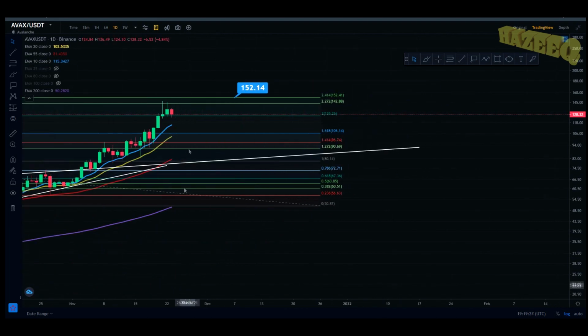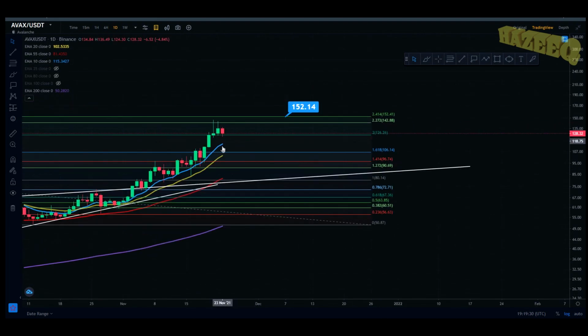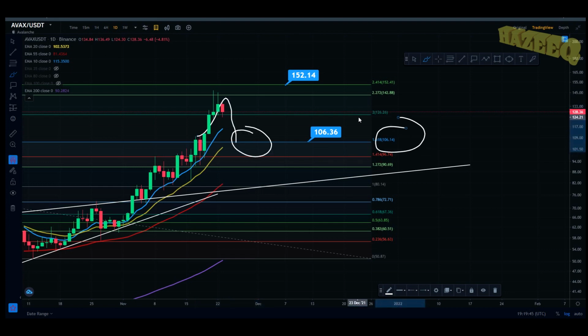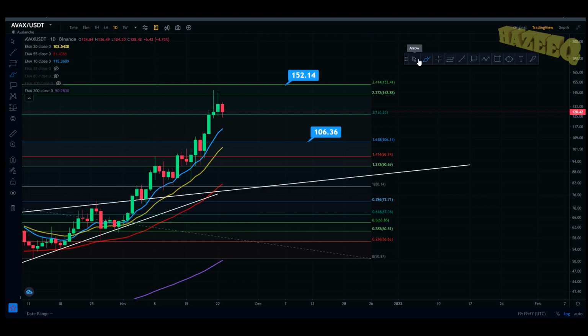So the 10 EMA is something that I do want to see held support if we start losing the second fib level. Other than that, you have your support levels. You can potentially look at a nice pullback towards the 1.618 over here, because we haven't really retested that. We potentially can come back here and backtest this area as support, $106. That's pretty much it, guys.